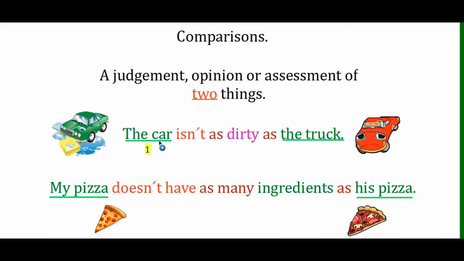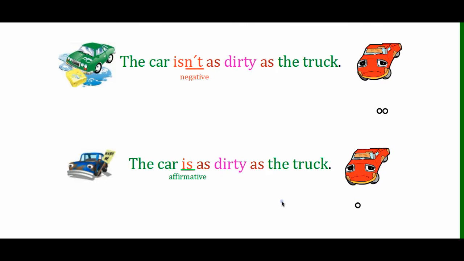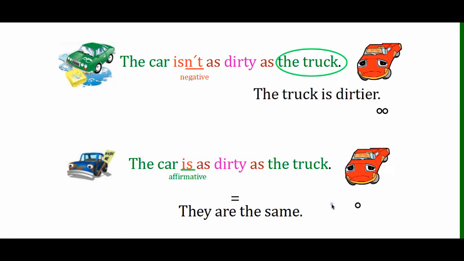So here we have two examples of comparisons. We've got the car, one thing, isn't as dirty as the truck. So that's two things, the car and the truck. Or we could say my pizza, that's one thing, doesn't have as many ingredients as his pizza. Two things. Okay, so when we use comparisons in this structure with adjectives, and the verb be here is negative, the second thing will always have more, or always be more. So if we said the car isn't as dirty as the truck, we mean the truck is dirtier. If be is affirmative, and we said the car is as dirty as the truck, it means they are the same. They are both dirty.